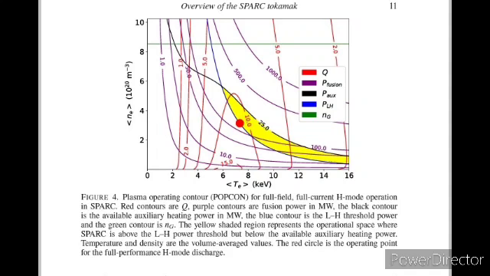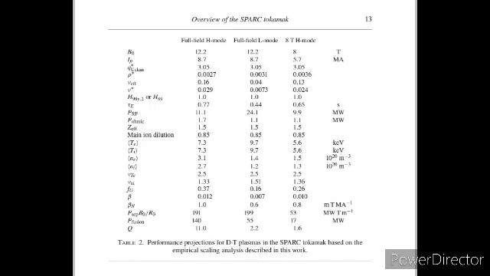The operating space is represented in a POPCON in Figure 4, and further details of this operating point are given in Table 2. This scenario ends up operating right at the LH threshold in order to optimize the fusion gain. Moving to higher density and heating power would enable higher fusion power. Such operation would, however, likely exceed allowable neutron heating of the toroidal field magnets.